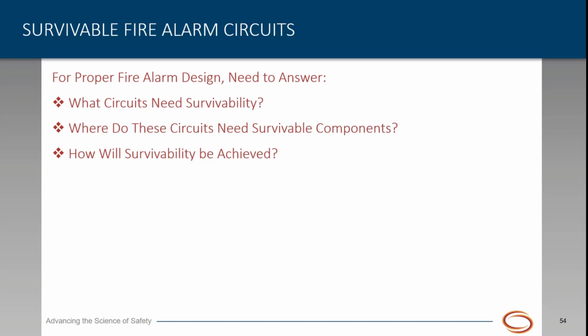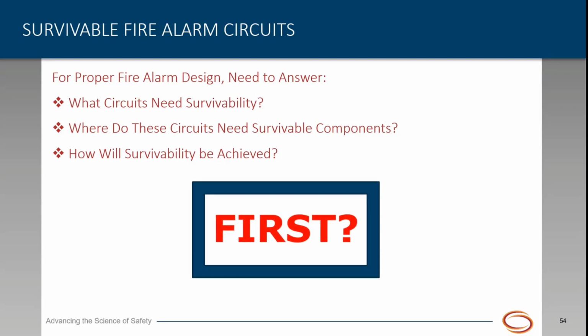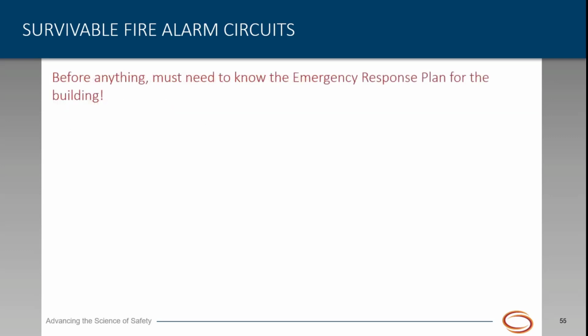So what method can we use to achieve survivability? Will we use CI cable? Will we use a cable system? Will it be vertical or horizontal? Will it be free air or in conduit? All of that needs to be answered. However, before we review each of those components, what must we know? We must first know the details of the emergency plan of the building. Now, I know all of you, when you bid your projects, they hand you the drawings and they hand you the emergency response plan for the building. So you know all of this, right?